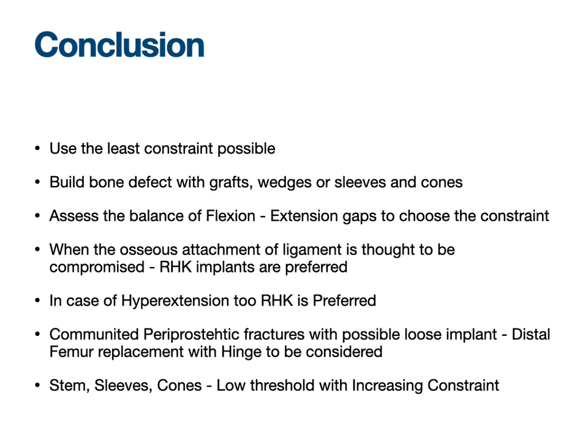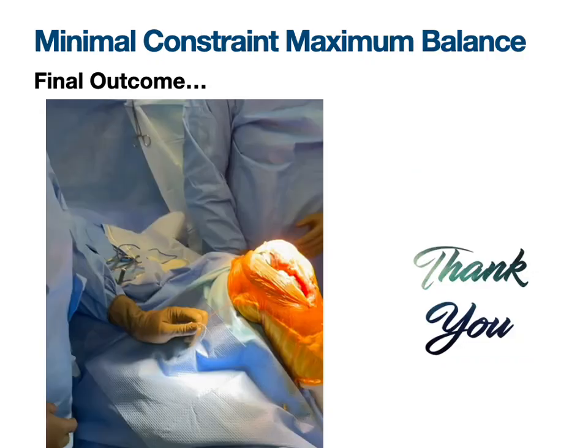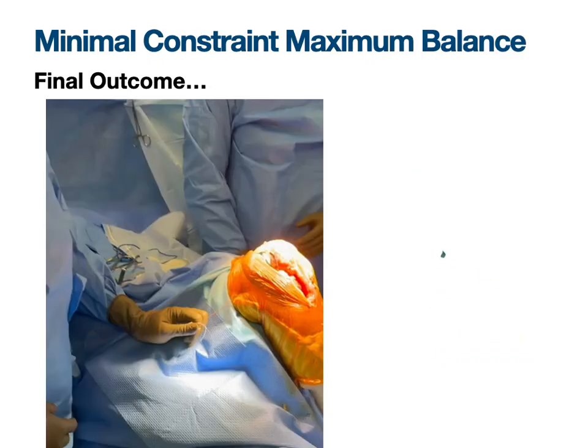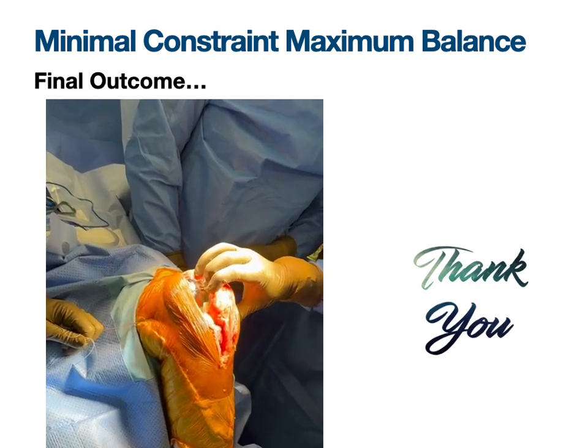In comminuted periprosthetic fracture with a possibly loose implant, the distal femoral replacement with hinge should be considered. One should have a low threshold for using a stem with increased constraint. There's a complex algorithm for this, and anyone can read it. But in my opinion, the idea is to have minimal constraint and maximum balance.